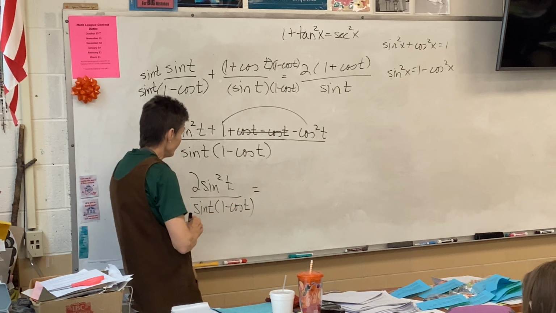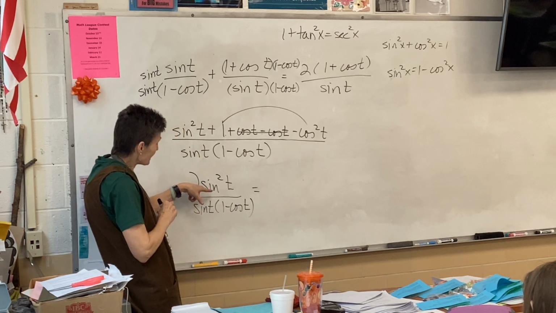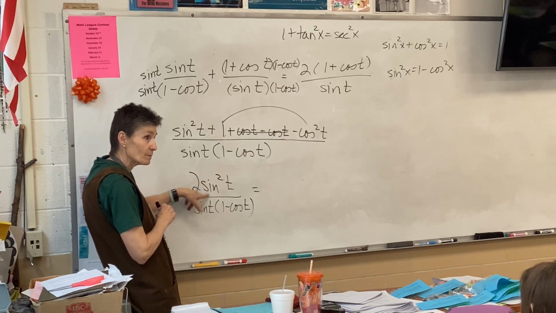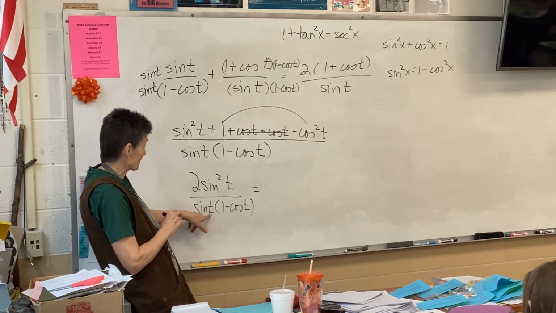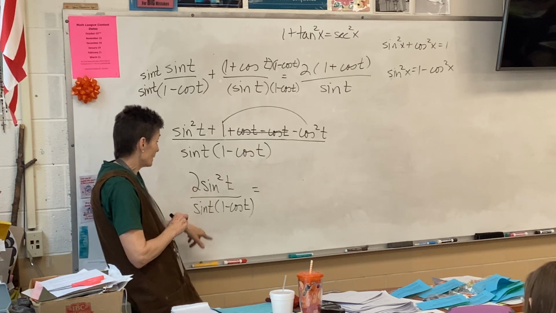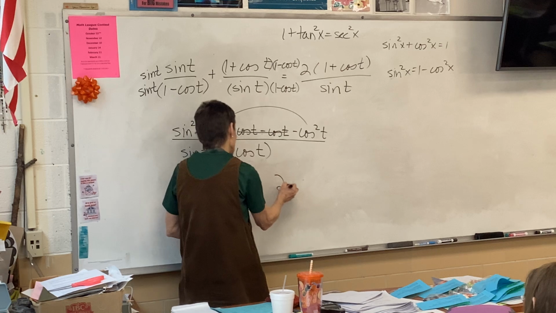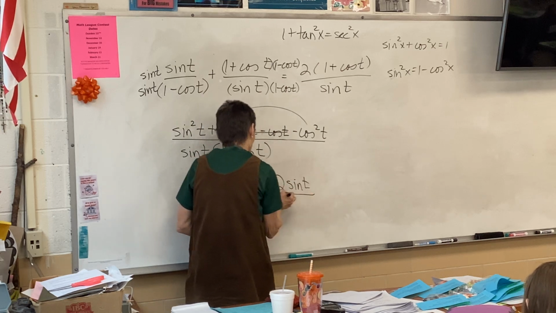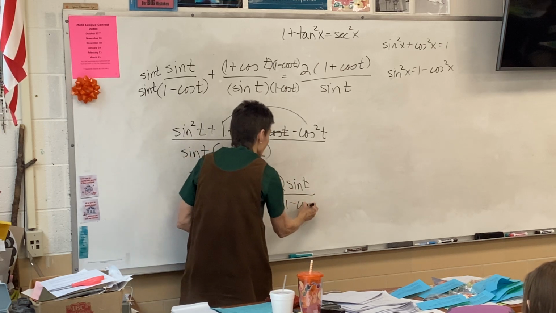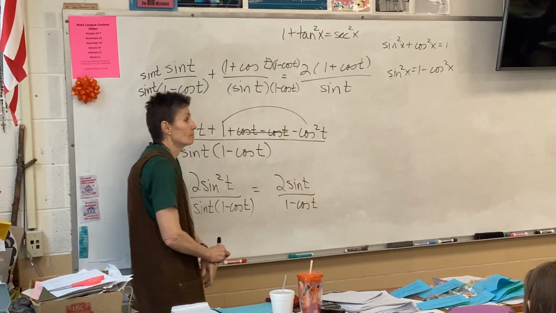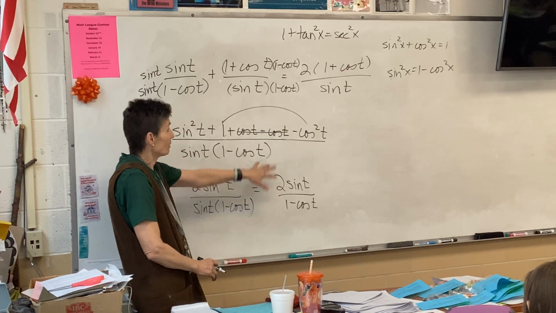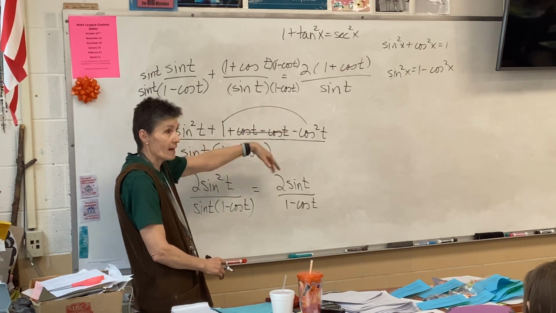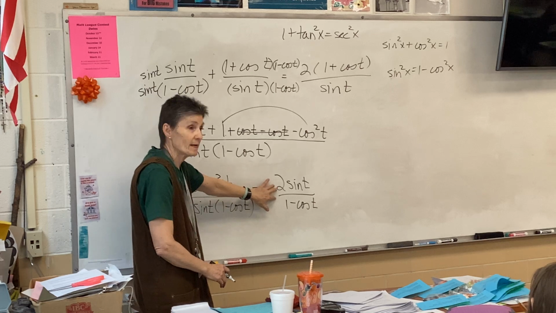So now I have my 2. Also, I can cancel one of my sines. Would you agree with that? We can, because this is factored out. This is a multiplication. So I'm going to have 2 sine on top of 1 minus cosine. You have to move that cosine to the top. So let's make sure we're all where we are. That's where we want to be. We're not there yet, but we're getting there. We okay to here?